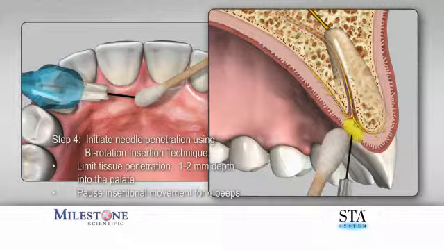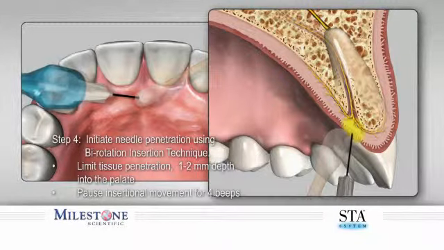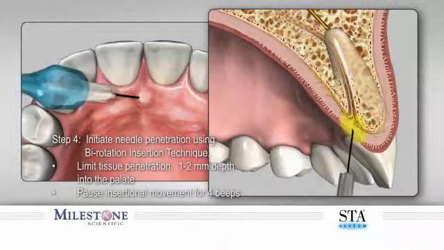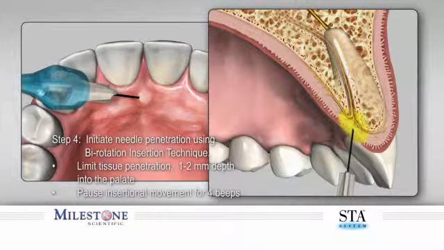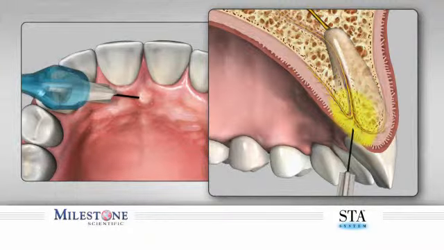Step 4. Rotate the handpiece back and forth with a slight forward movement to allow a shallow puncturing of the tissue to a depth of 1 to 2 millimeters. Then stop forward movement to allow the STA system to continue to deposit anesthetic for an additional 4 beeps before any further penetration of the tissue.